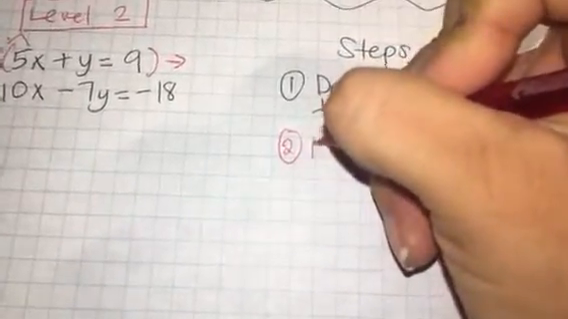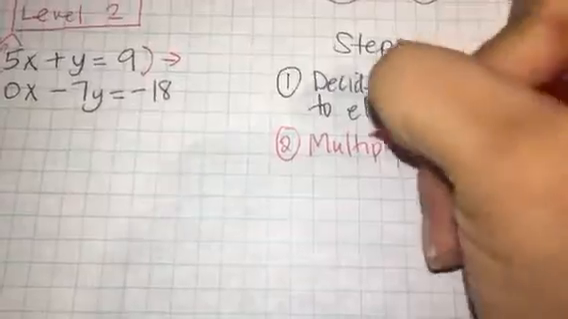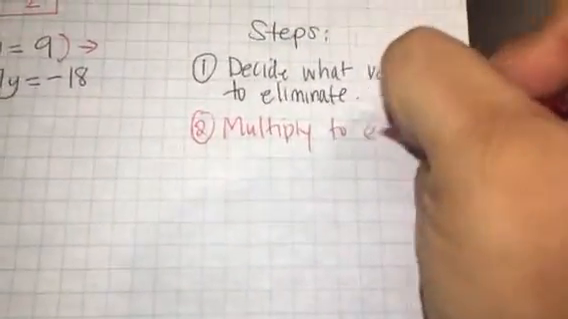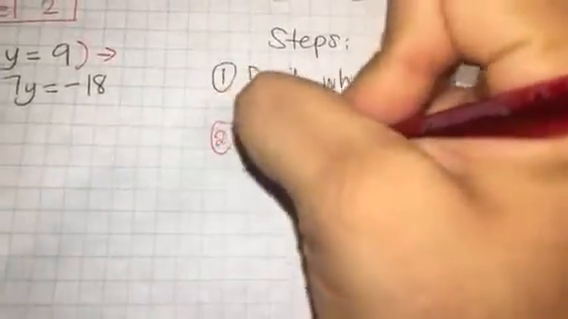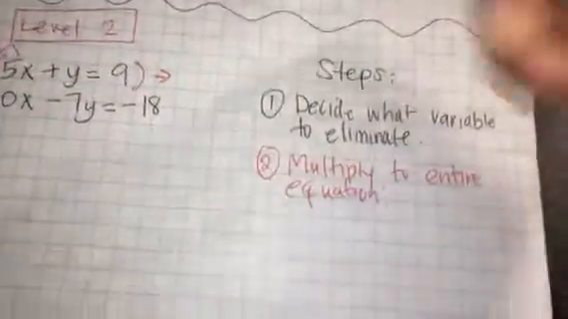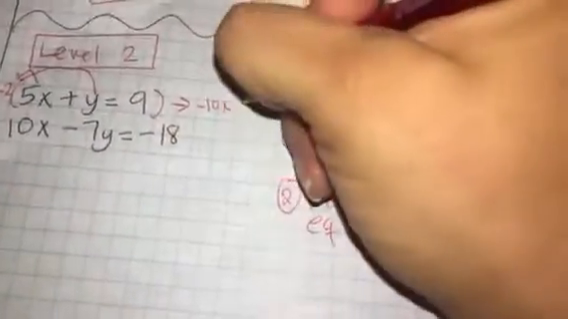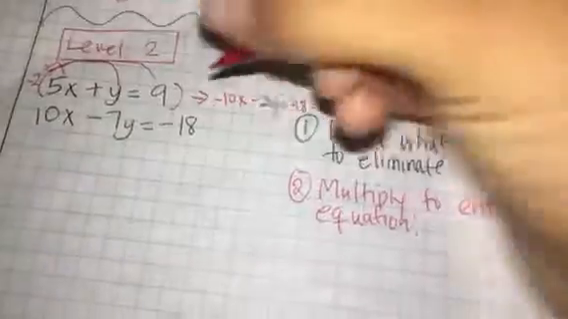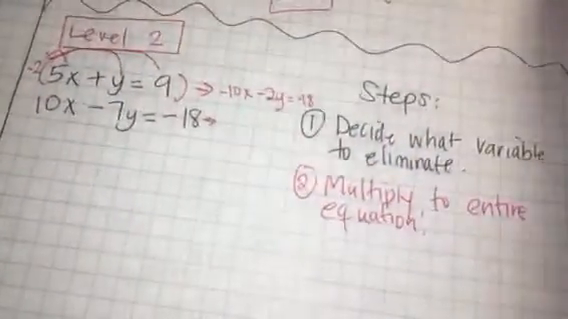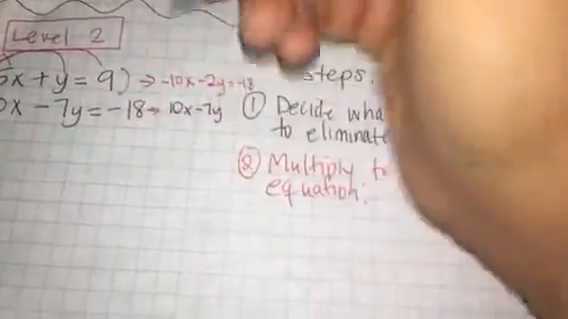Let me just write my steps. You're going to multiply the entire equation. So you have negative 2 times 5x, that's negative 10x. And then negative 2 times y, that's negative 2y. And then negative 2 times 9, that's negative 18. And this one stays exactly the same. I don't have to multiply anything for this one. So I have 10x minus 7y is equal to negative 18.